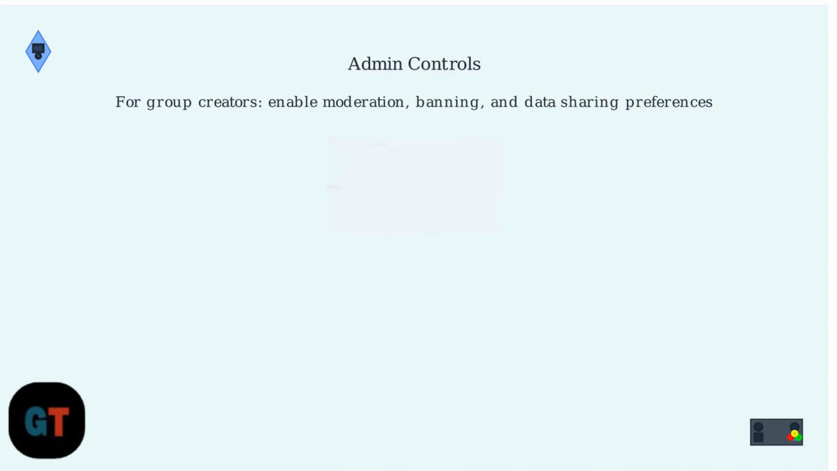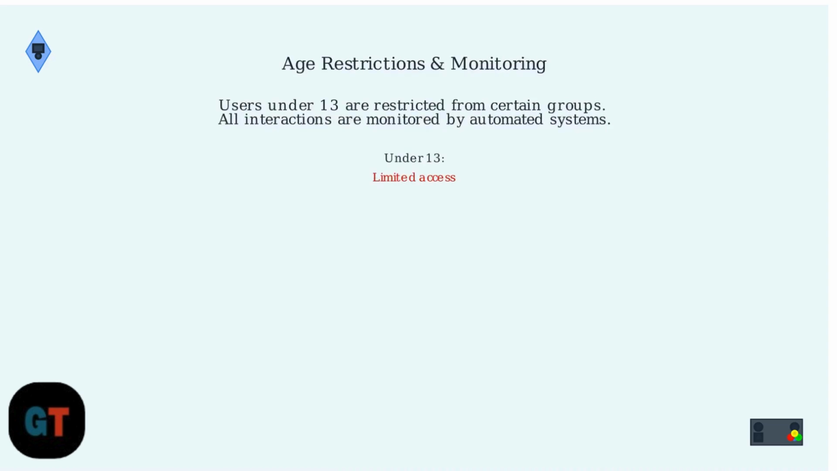Group admins have powerful tools for safety. Enable content moderation, banning features, and set data sharing preferences to comply with laws like GDPR and COPPA. For added safety, users under 13 have restricted access to certain groups.